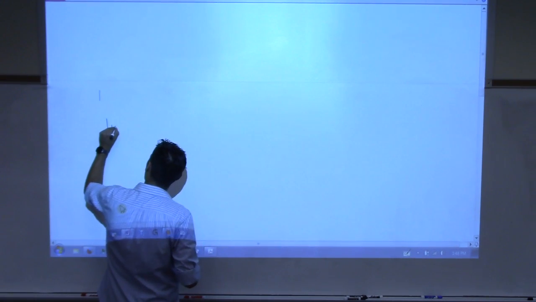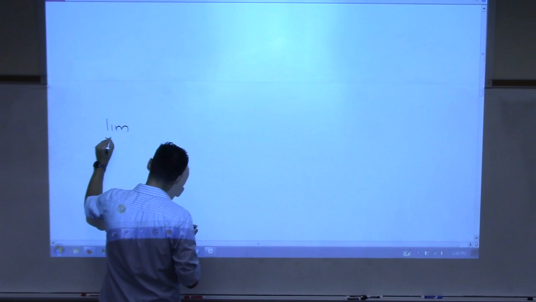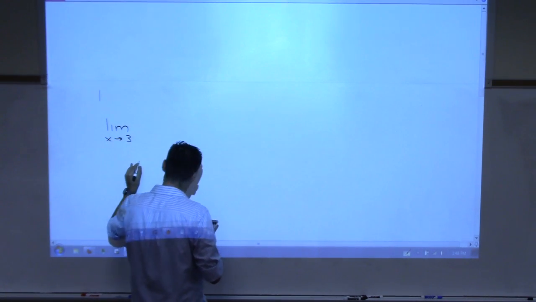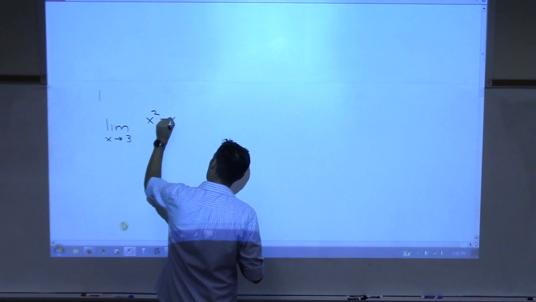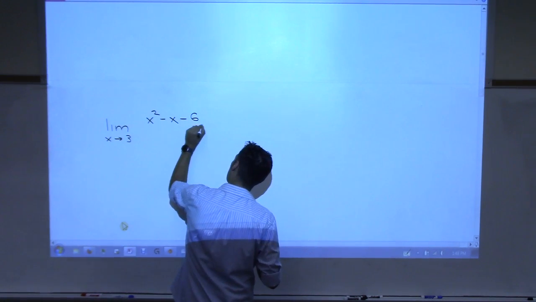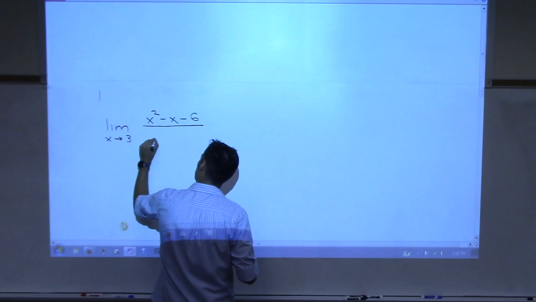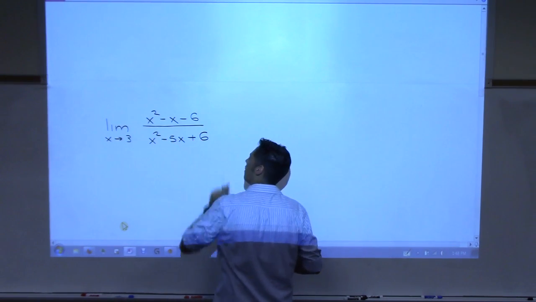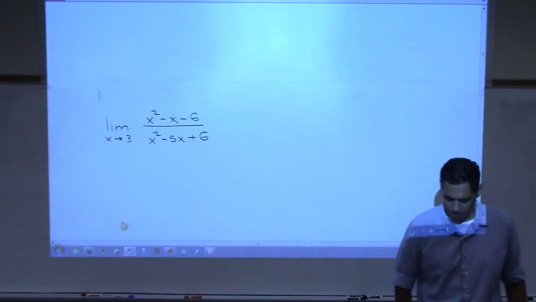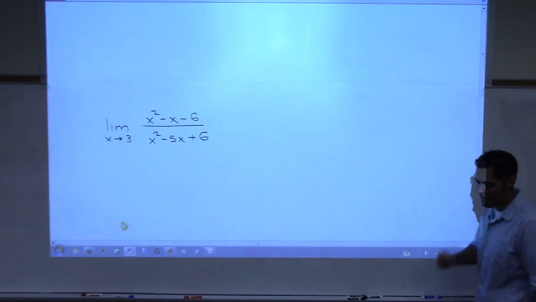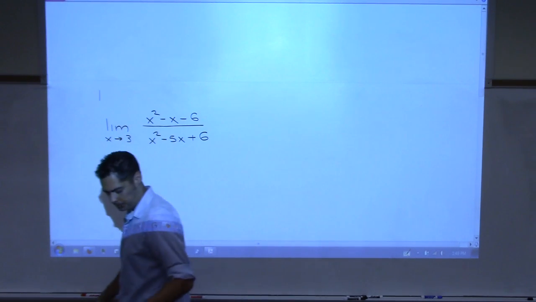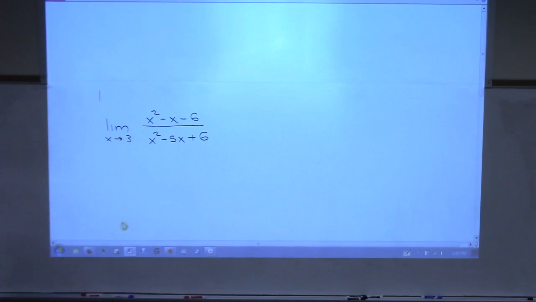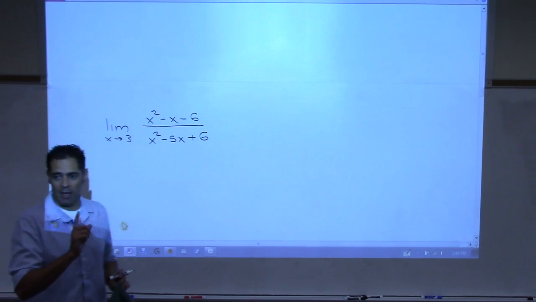Limit as x approaches 3 of x squared minus x minus 6 over x squared minus 5x plus 6. So we try first just a direct substitution, see what form we have. Always make sure you do that first.